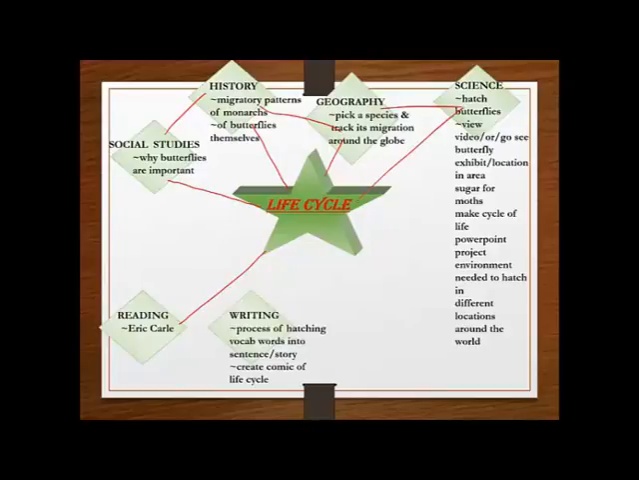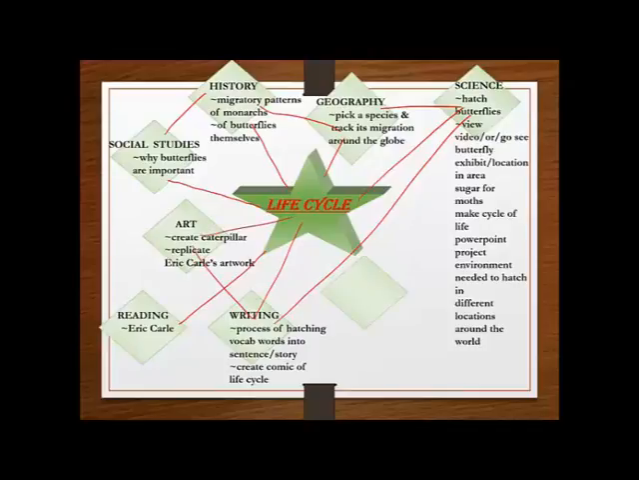Now let's look at writing. We'll write about the process of hatching, and we'll study some vocabulary words, and we'll put those into a sentence or a story. You know what? Let's create a comic of the life cycle. And then our writing can connect to the life cycle, as well as it also connects to science. All right, the next area of study we'll look at is art. So in art, we're going to create a caterpillar, and we're going to replicate some of Eric Carle's artwork. And our art and our writing can actually connect to each other.